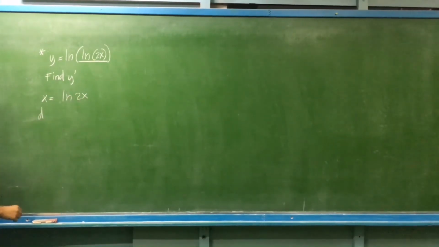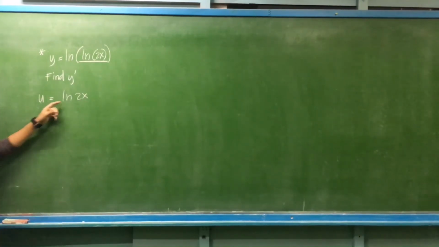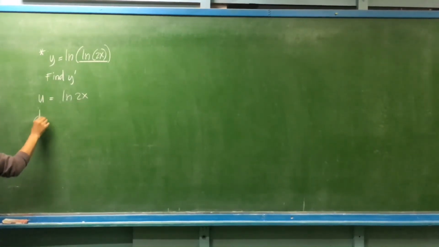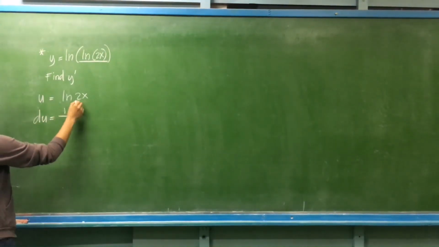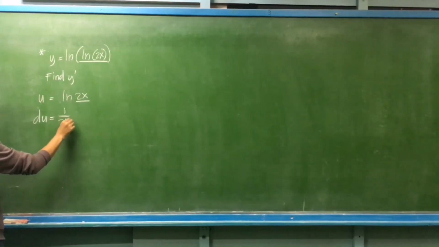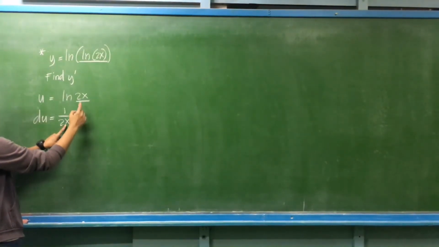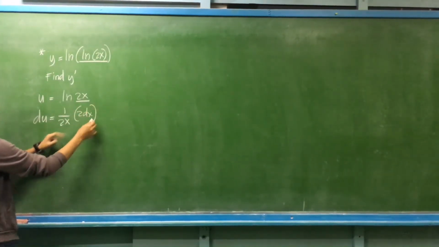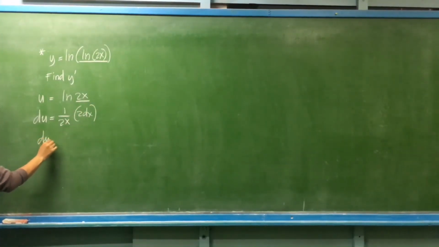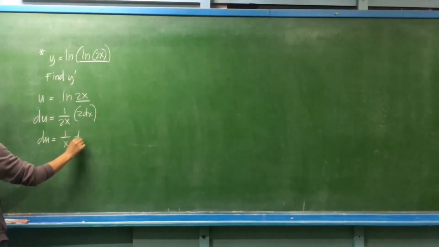What is the u? Let u be ln of 2x. What is your du? The derivative of ln is 1 over the value, 1 over 2x. Then the derivative of 2x is 2 dx. So we have the equivalent of du is now equal to 1 over x dx.